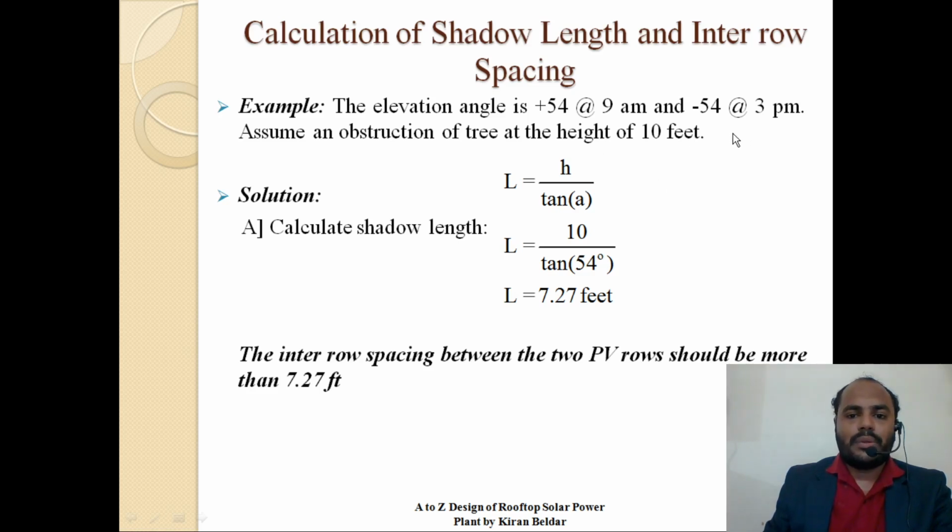So we are going to calculate the length of the shadow. The formula is L is equal to H upon tan A, where L is equal to 10 feet divided by tan of 54 degrees, where 54 is the solar altitude angle. The answer comes to 7.27 feet. So the inter-row spacing between the two PV rows should be more than or equal to 7.27 feet.